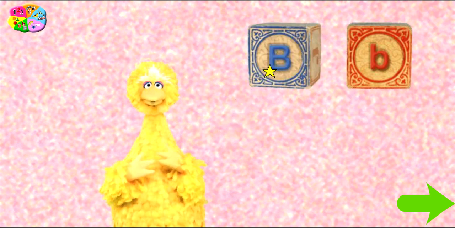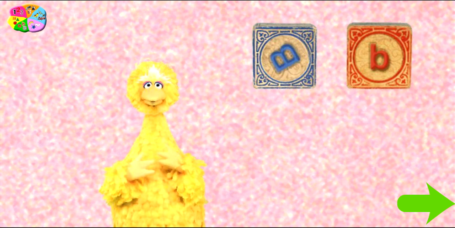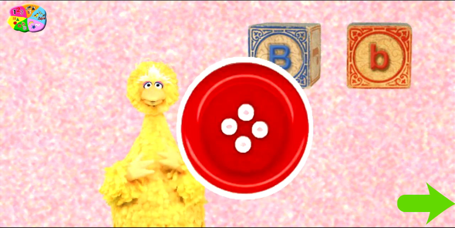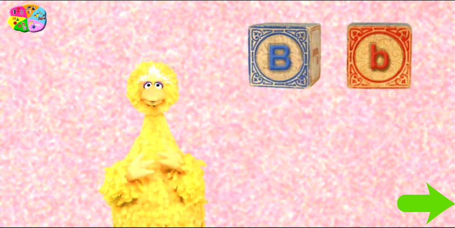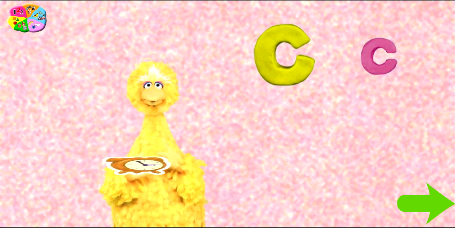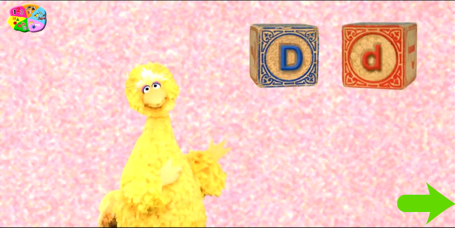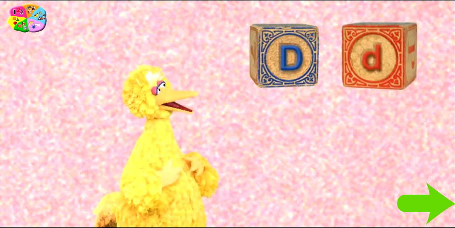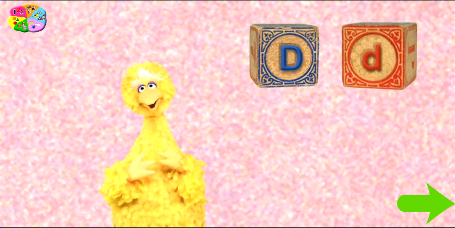B. Let's see the B. B. Button. Wow, so that's the next letter. Move your star to it. C. Clock. This is the next letter of the alphabet. Move your star to it.